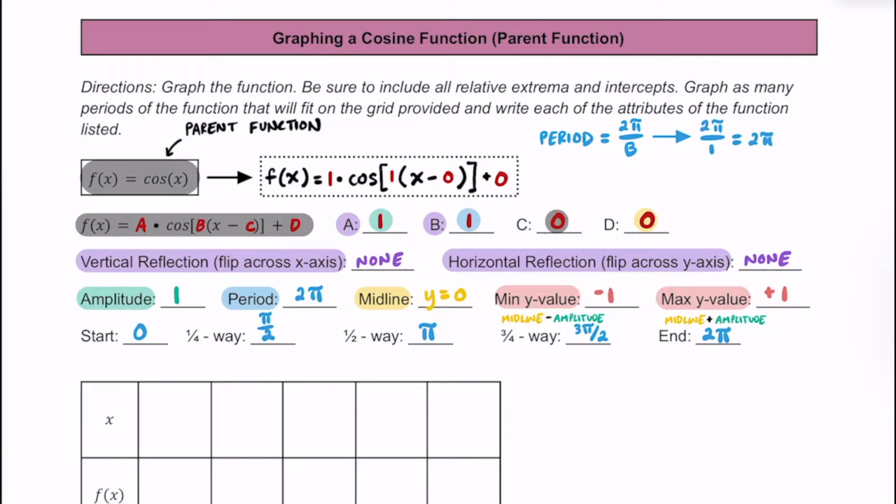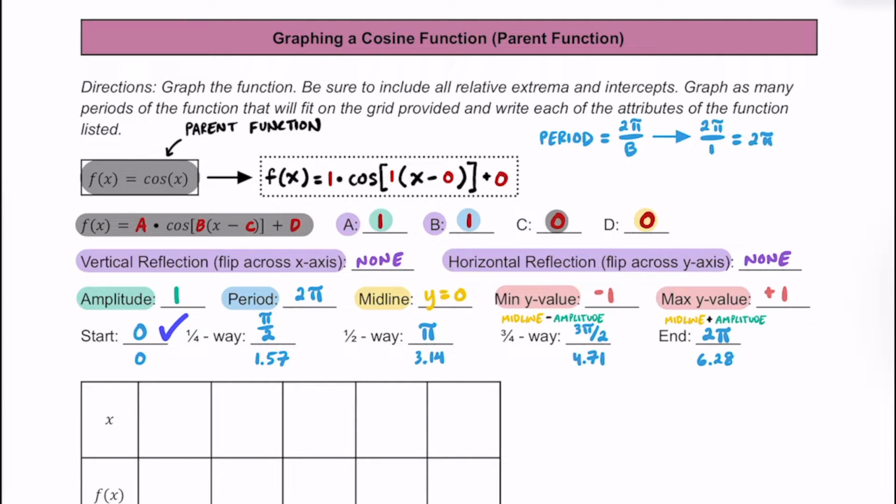Now, if you happen to be looking at this on Desmos or some sort of graphing calculator, you're going to see this as about 0. 2 pi is about 6.28. Pi is about 3.14. So if you're looking at one of those graphing calculators and you're not seeing the values in terms of pi, you'll see decimals. Don't be alarmed, but these are those decimal values.